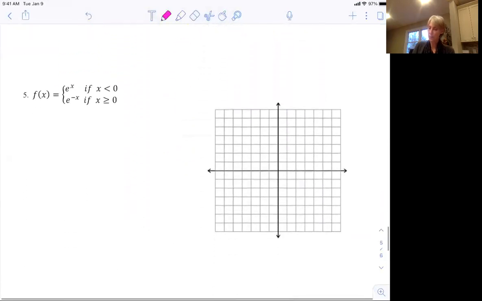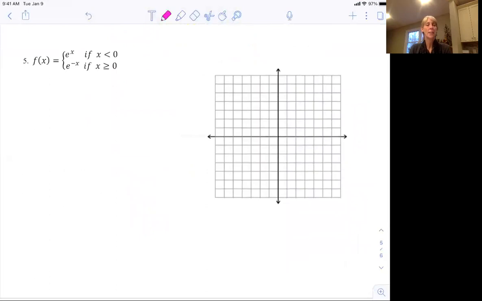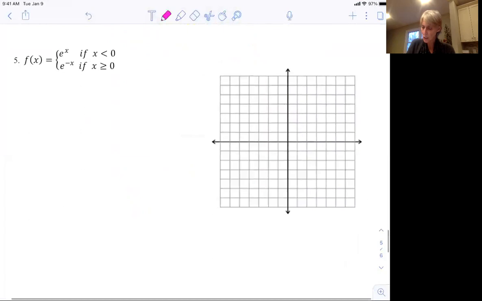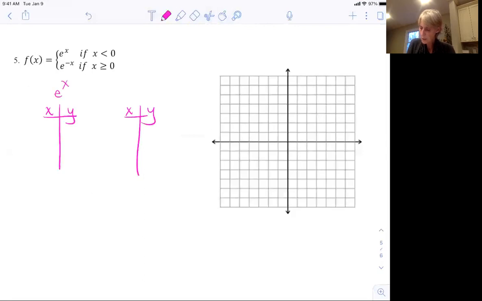One last example before we leave for the day. Ooh, now I've got a piecewise. Piecewise is a bit of a challenge. So let's see what we would do here. I might kind of work with tables, right? e to the x if x is less than 0, and e to the negative x if x is greater than 0. So if x is less than 0, I'm at -1.